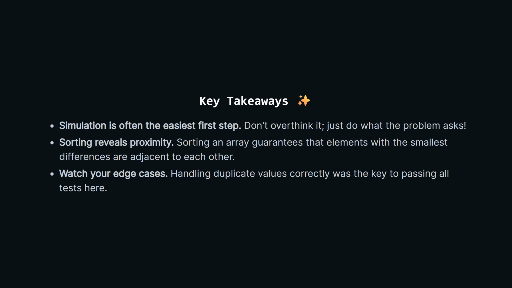So let's wrap it up. The biggest takeaway here is that sometimes the brute force simulation is exactly what you need. Sorting the elements inside the window is the trick that makes finding the minimum difference easy, because sorting forces the closest numbers to sit right next to each other. Just make sure you remember to skip those duplicates.